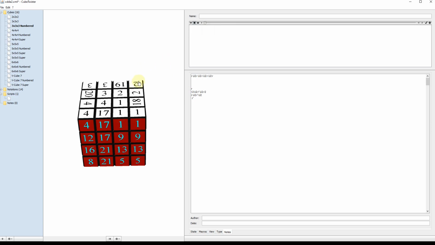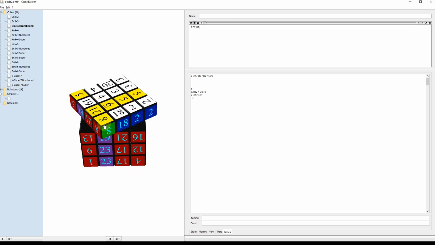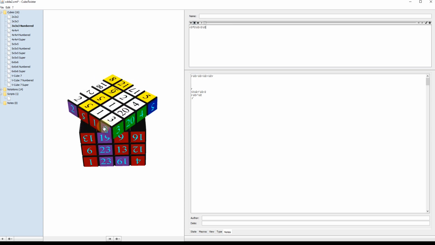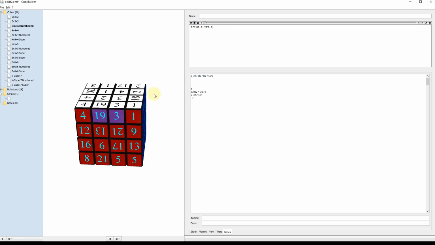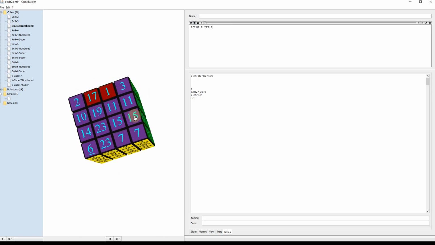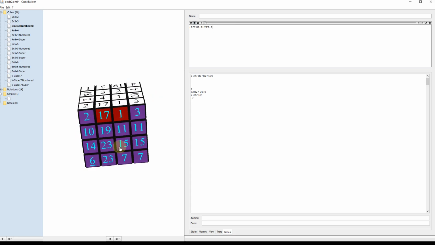Let's take a look at Stefan Pachmann's PLL parity algorithm. You'll recognize it if you see it. It's R2, F2, U2, R2, U2, F2, R2. Now if we take a look at this cube in the back here, maybe you can tell, maybe you can't, but you'll have to take my word for it if you can't, the purple face here is solved. It's not affected by Stefan Pachmann's PLL parity algorithm.